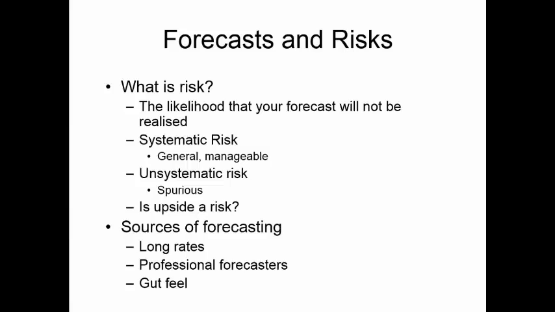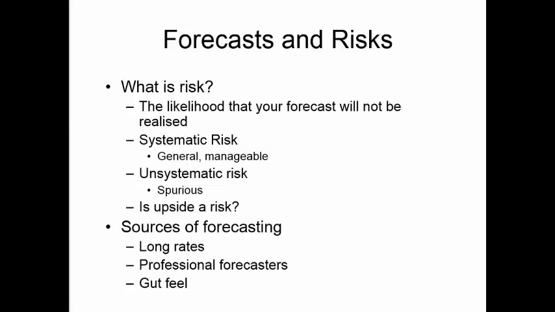While this definition is very general, we can break down our risks in a number of ways. The most useful initial breakdown is between systematic risk and unsystematic risks. Systematic risks are those that are general, knowable, and manageable. The important thing about systematic risks is that they can be controlled in some way, because while they're always an uncertainty, they can be managed.